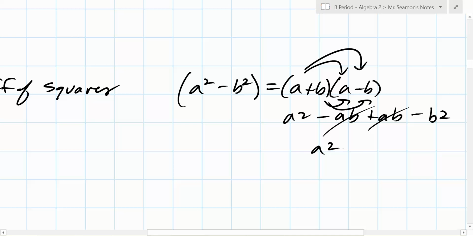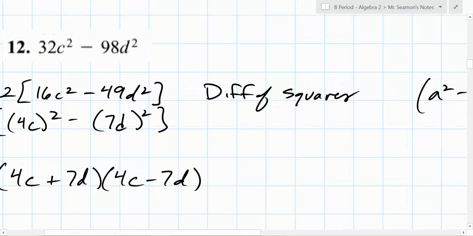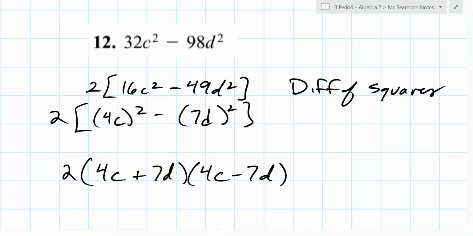So what do you end up with? a squared minus b squared. So that's why it's true. So over here, in this case, what was a? 4c. What was b? 7d. And then you put it in. It's a plus b times a minus b. Like right there.